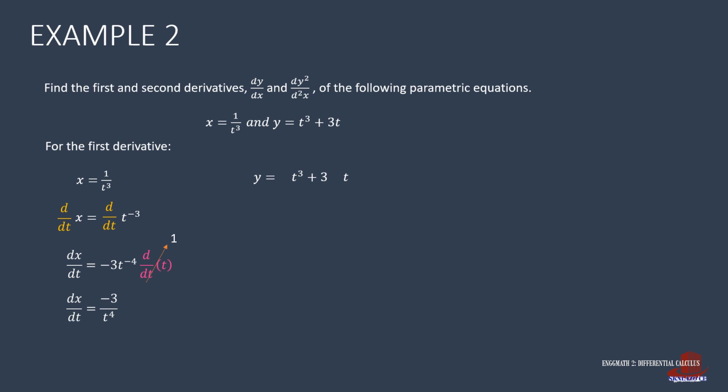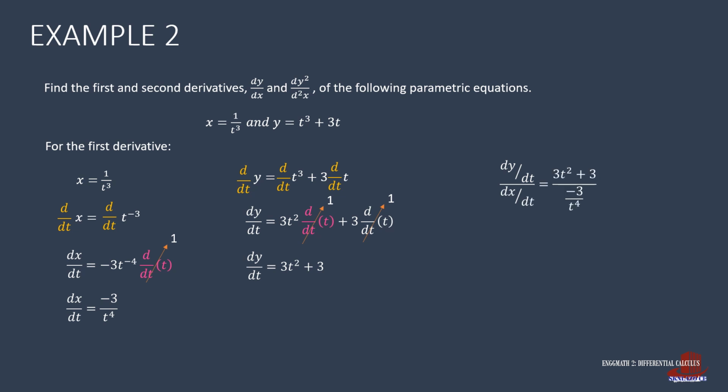For the second function, y, as t cubed plus 3t, take the derivative of each term separately. So dy over dt becomes 3t squared with dt over dt through chain rule. Then the second term is differentiated as 3 times dt over dt. Dt over dt is 1. So dy over dt becomes 3t squared plus 3.